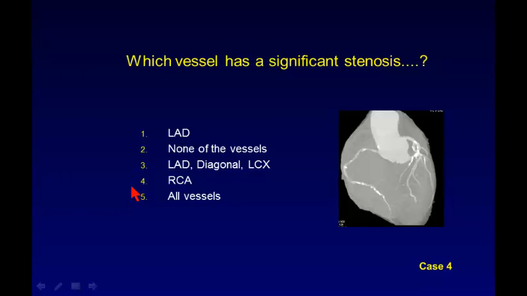And the question is, which vessel has a significant stenosis? There are a lot of lesions here. Calcifications are lesions, then how narrow they are is another question. So which vessel has a significant stenosis, if any? Please vote on this. It could be LAD, it could be none. It could be all or none, basically. LAD, none, LAD, diagonal, circumflex, right coronary, all vessels.